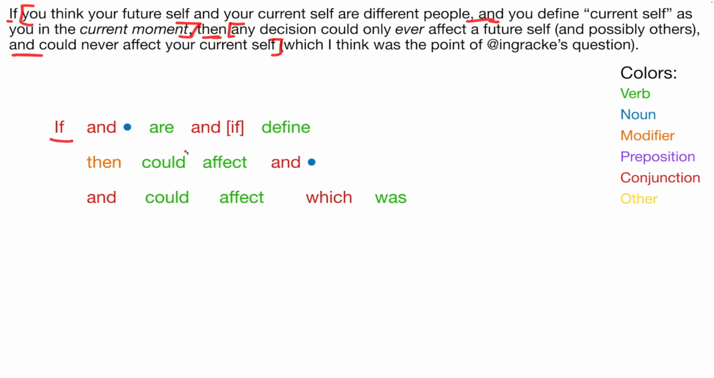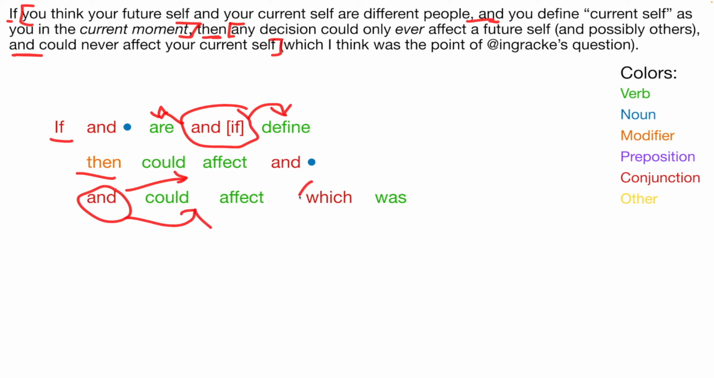So if this and group with these 2 verbs in it, then this and group here with verbs, and then parentheses. So now we have the basic idea of the structure. One thing I noticed when I was going through is that 2 of the ands joined nouns together.